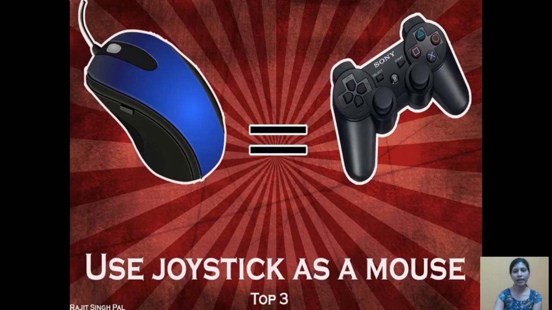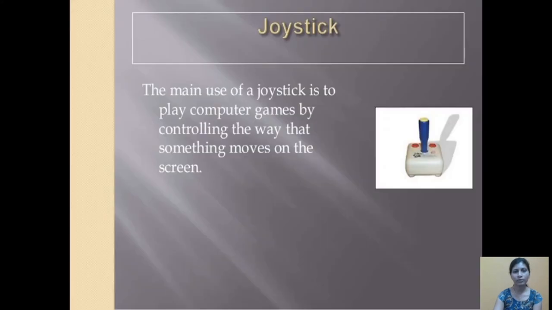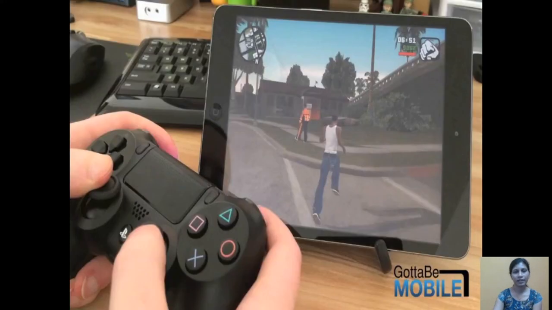See here, use a joystick as a mouse. We use a joystick as a mouse also. See here, another method to use a joystick as a mouse. The main use of a joystick is to play computer games by controlling the way that something moves on the screen. If you want to play a car game on the computer, if you want to move that car, we use this joystick for handling that, meaning moving that car from this track to this track. See, like this. This is an example of playing video games using a joystick.